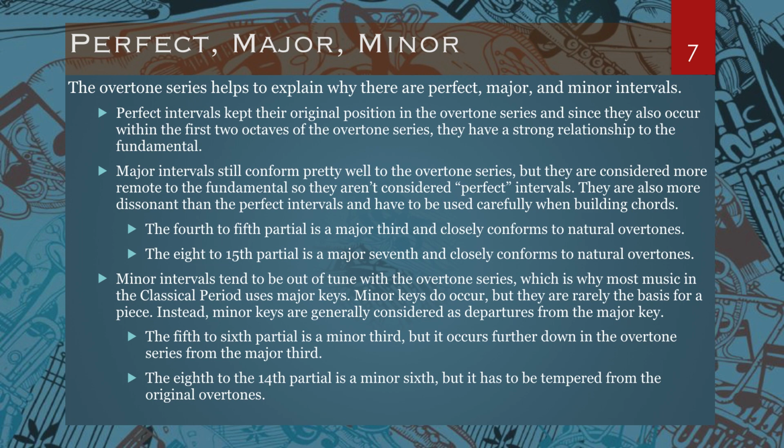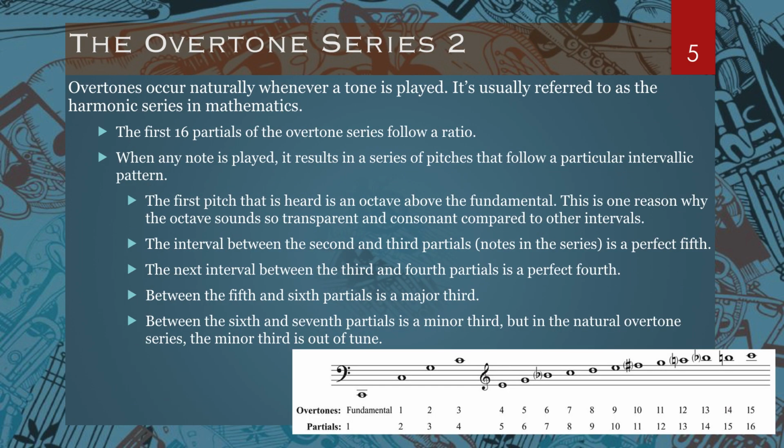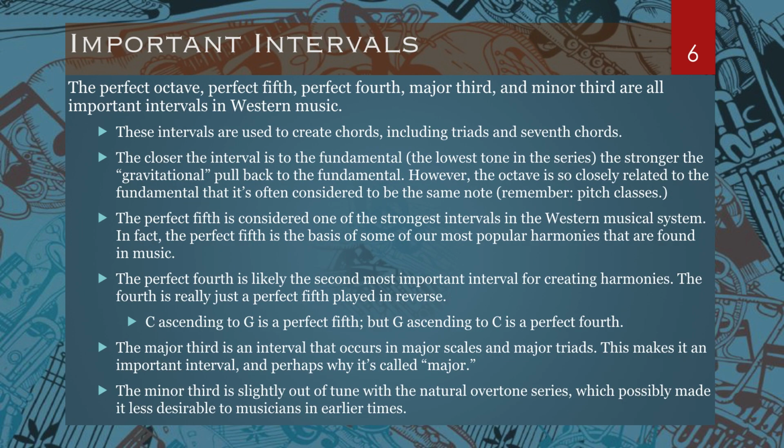They are also more dissonant than the perfect intervals and have to be used carefully when building chords. The 4th to 5th partial is a major third and closely conforms to natural overtones. You can see that here, the 4th to the 5th partial, from C to E. That's a major third. It's pretty close to being in tune with the overtone series.